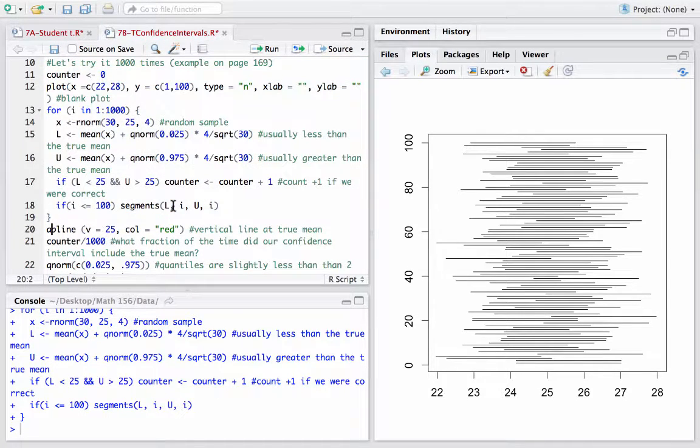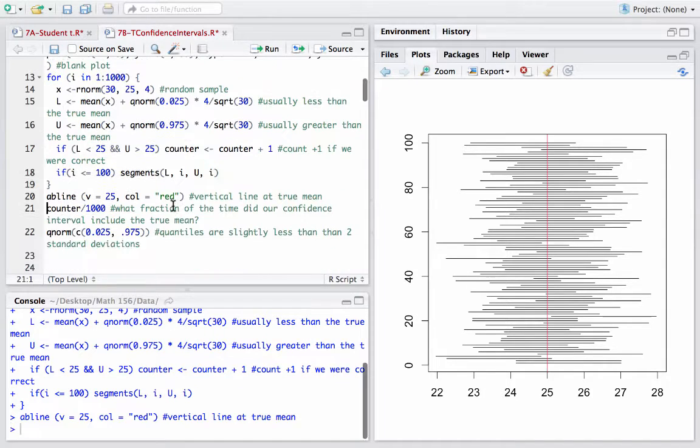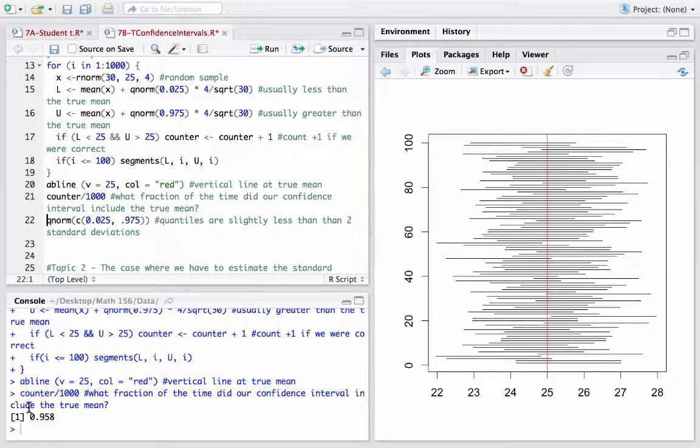Okay. We'll add an abline at 25 to show where the true mean is in this space, and you see that basically some of our intervals surround this mean, and some of them, like for example right here, completely missed the mean. This code, counter divided by 1,000, will tell us exactly what percentage of the time we found the true mean, and 95.8, so we got a little bit lucky. Looks like 8 more than we would have expected of our 1,000 samples surrounded the mean.